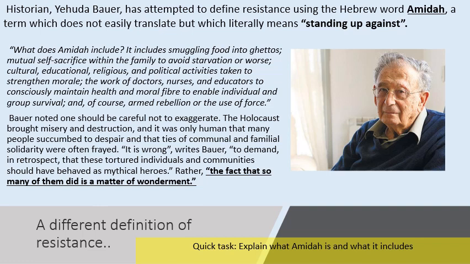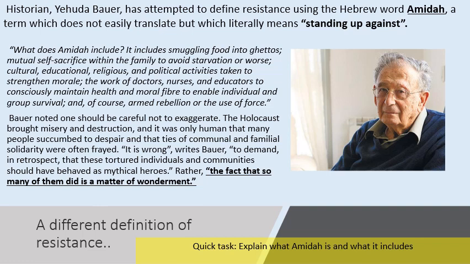So he has come up with lots of different ways there that count as standing up against what was happening to them, from smuggling food into ghettos so that Jewish people in ghettos weren't starving, to armed rebellion, so using weapons to fight back. So they're two very different things, aren't they? Still both examples of resistance.